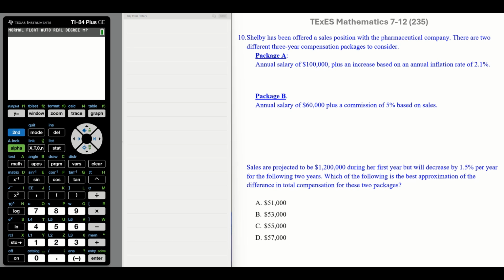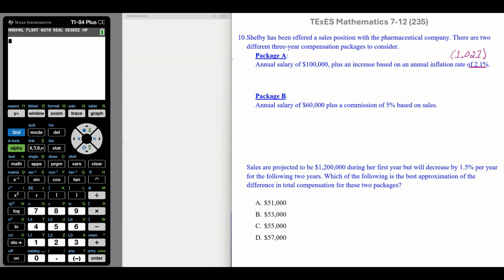Number 10, Shelby has been offered a sales position with a pharmaceutical company. There are 2 different 3-year packages to consider. Package A, annual salary of 100,000 plus an increased base salary, okay, on it based on an annual inflation rate of 2.1. Well, when we actually go to compute that, that needs to be 1.21. Okay, I'll go ahead and write that down.